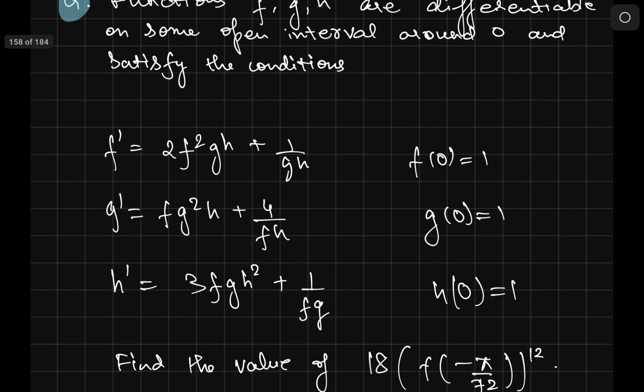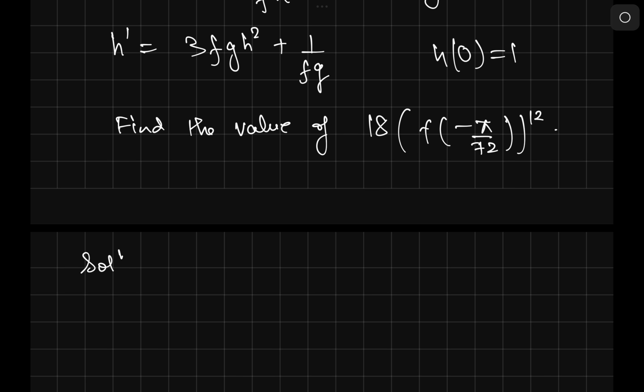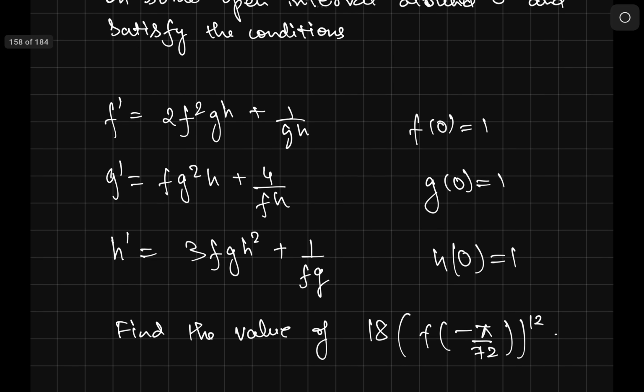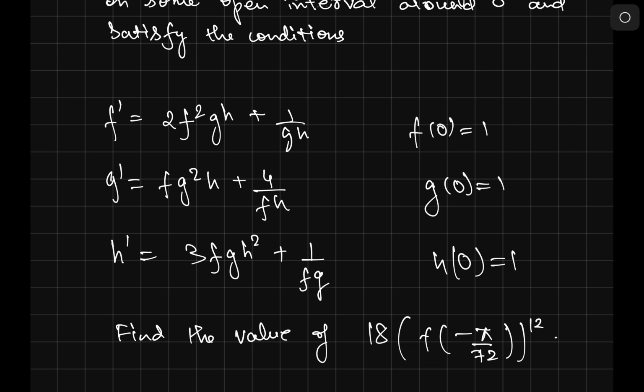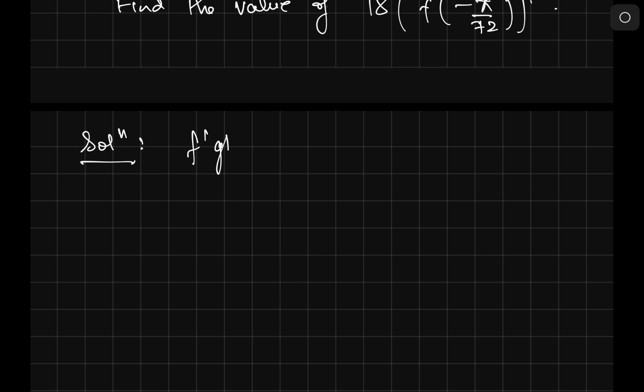Okay, so I believe you have tried, and let me start with the solution. First thing, if you analyze all these three equations nicely, you would be able to see that after I take the LCM on the right hand side, I would be left with f dash gh is equal to something, f g dash h is equal to something, and f g h dash is equal to something.